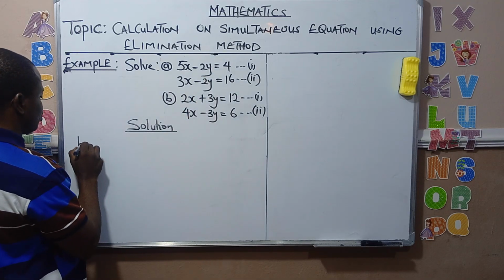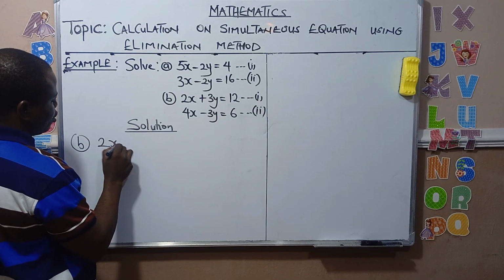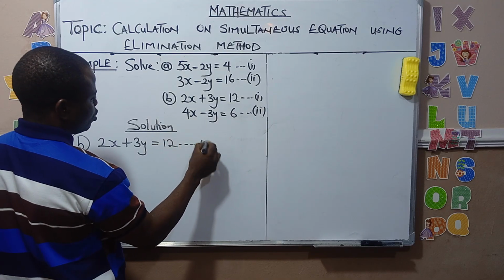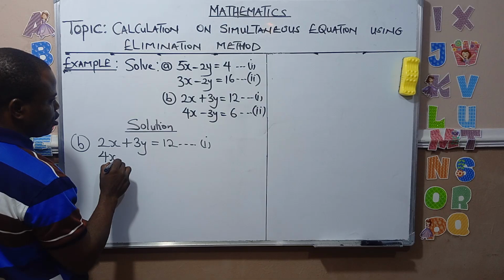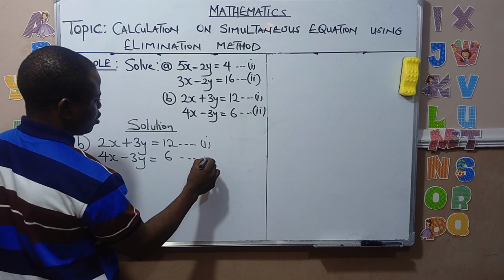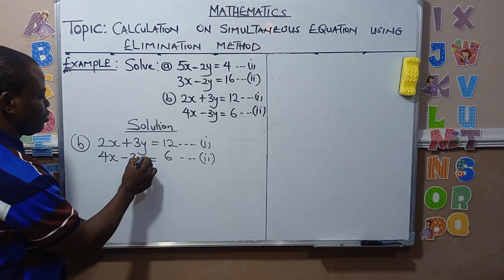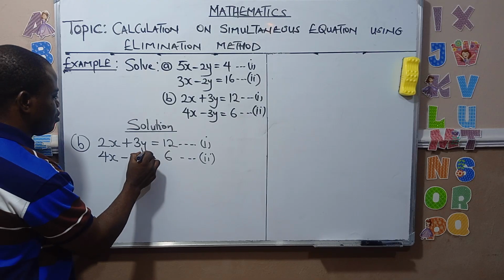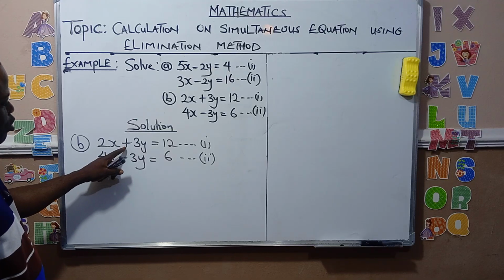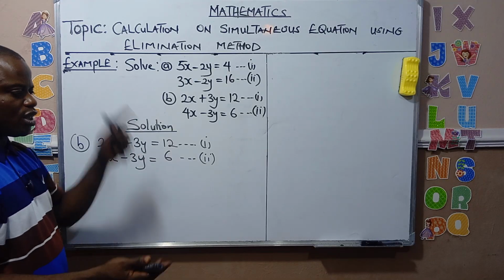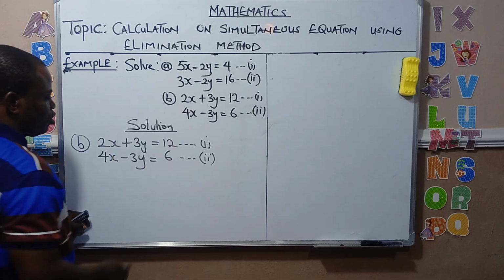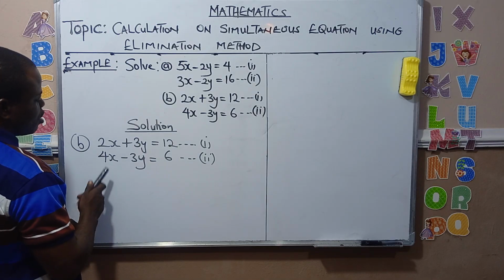Now let's check the second equation. 2x plus 3y equals 12. That's equation 1. And 4x minus 3y equals 6. That's equation 2. Let's look at it very well. You can see that we have opposite signs, plus 3y and minus 3y. What we need to do is to just add them straightforward. Add equation 1 and 2 together to cancel y. We need to eliminate y.